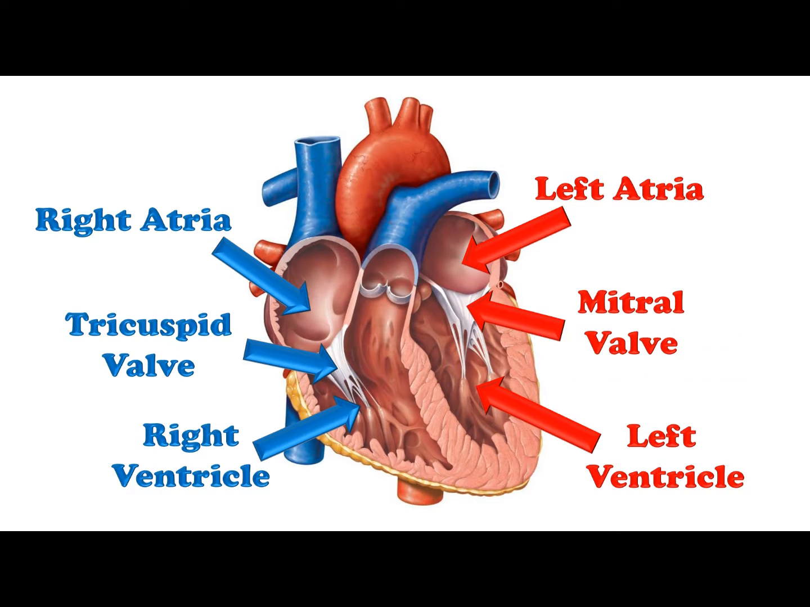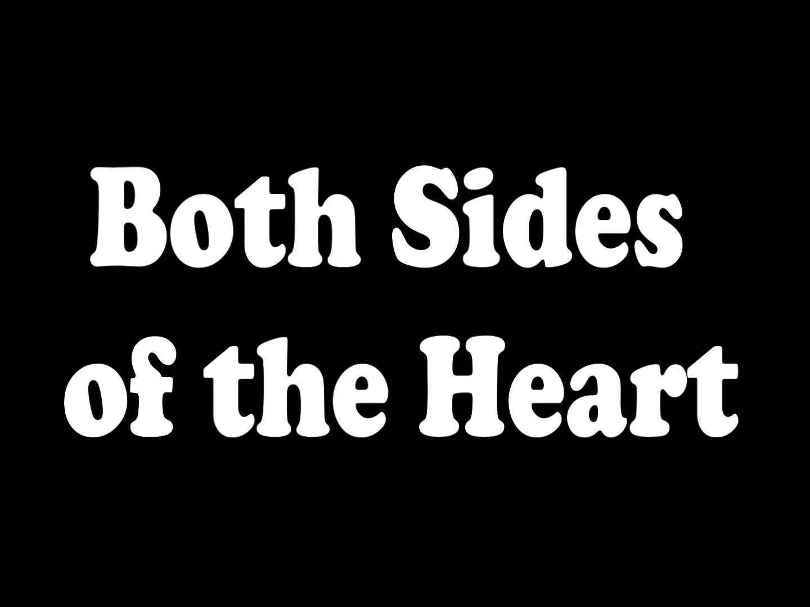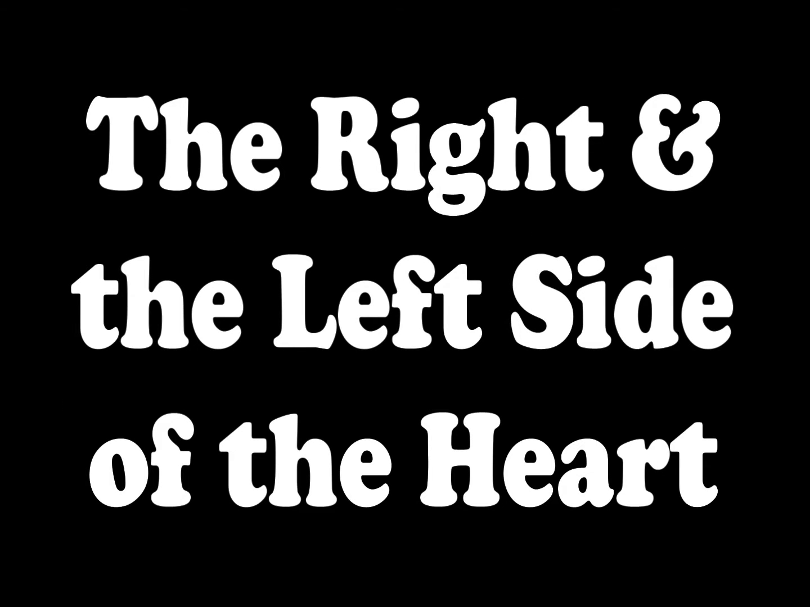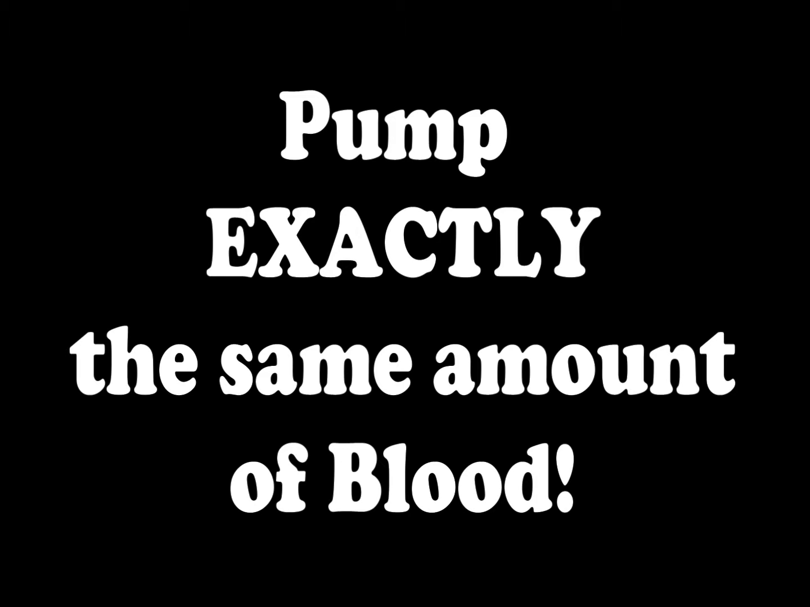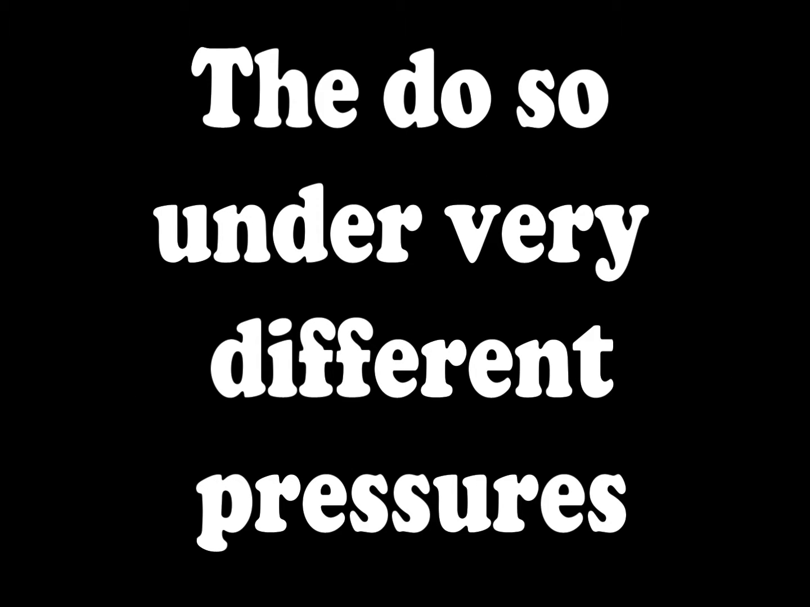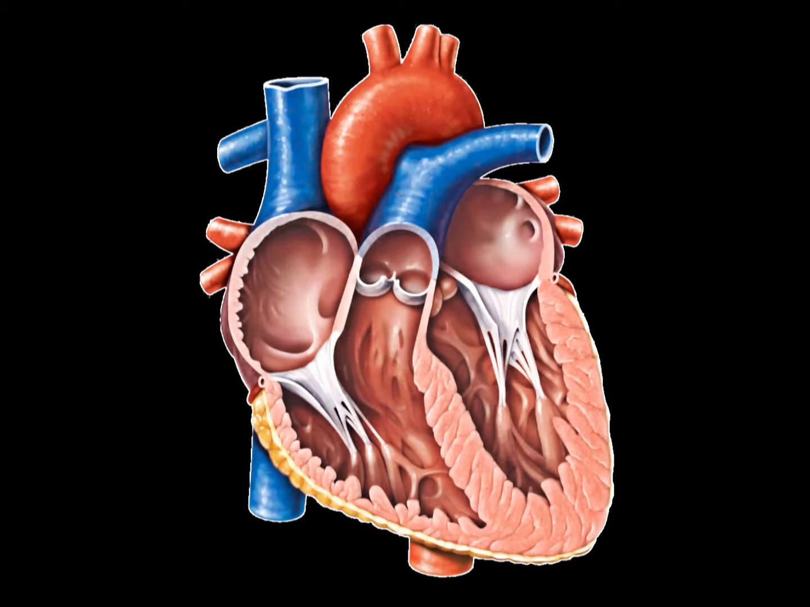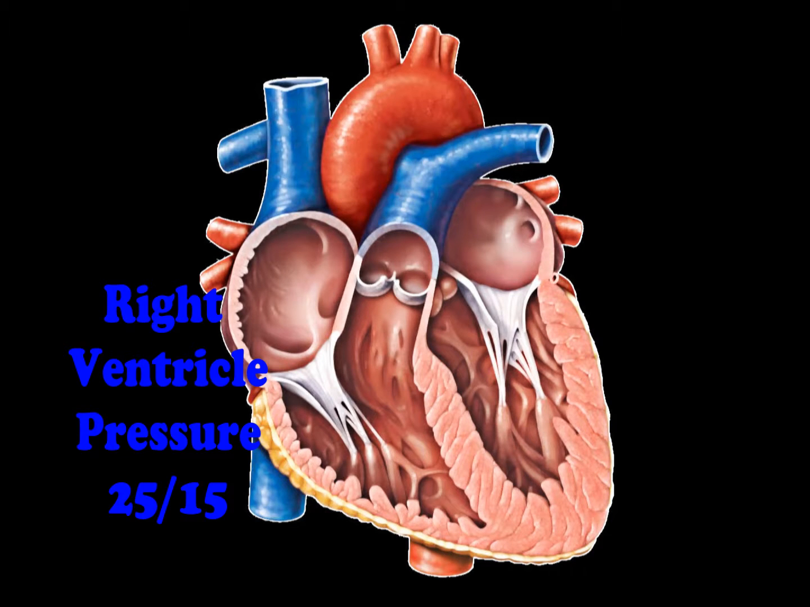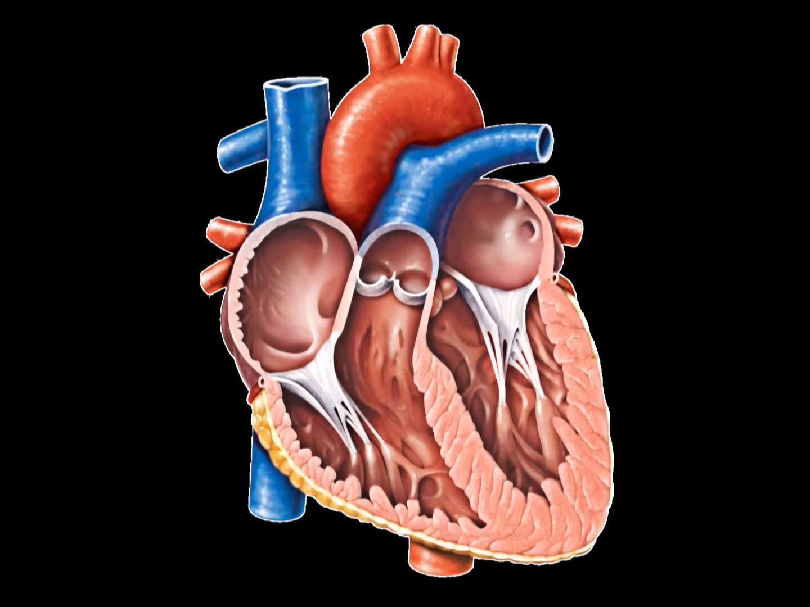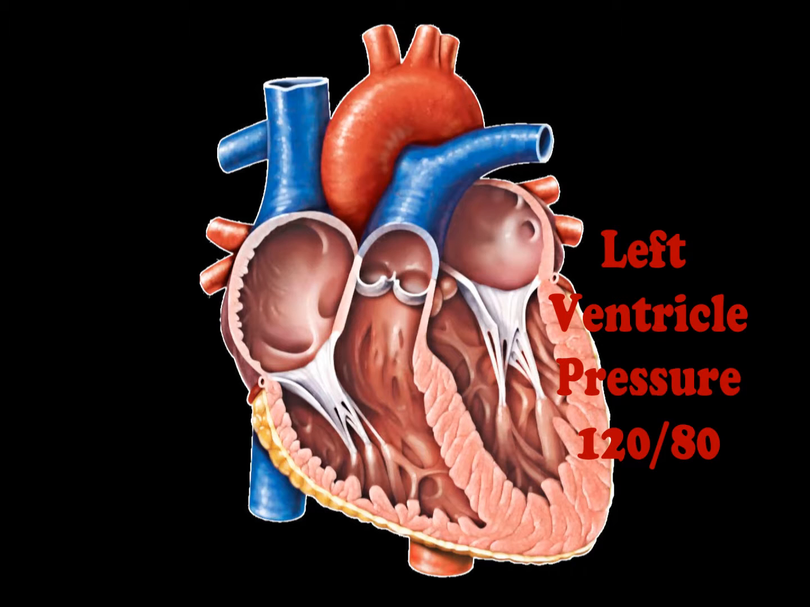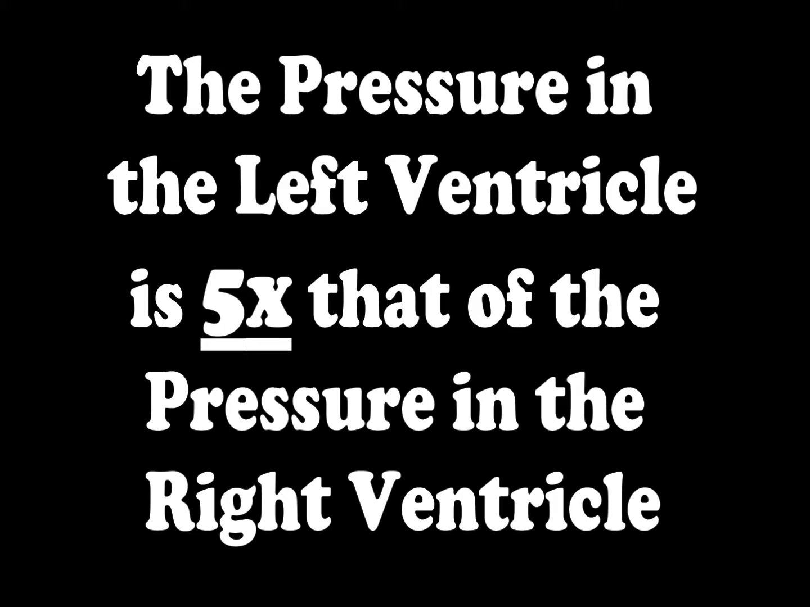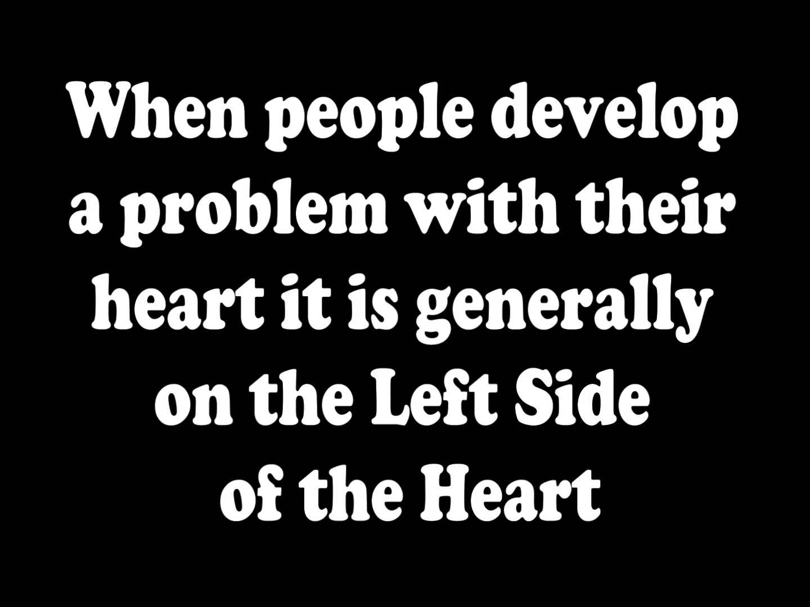The other thing you have to understand is both sides of the heart, both the right and the left side of the heart, pump exactly the same amount of blood, but they do so under very different pressures. The right ventricle develops a pressure, systolic/diastolic, of 25/15, so it's a low pressure. The left ventricle, on the other hand, develops a systolic and diastolic of 120/80. The left side of the heart, in terms of the pressure that it has to generate, works about 5 times harder than the right. When people develop problems in their heart, almost invariably, it's on the left side of the heart.